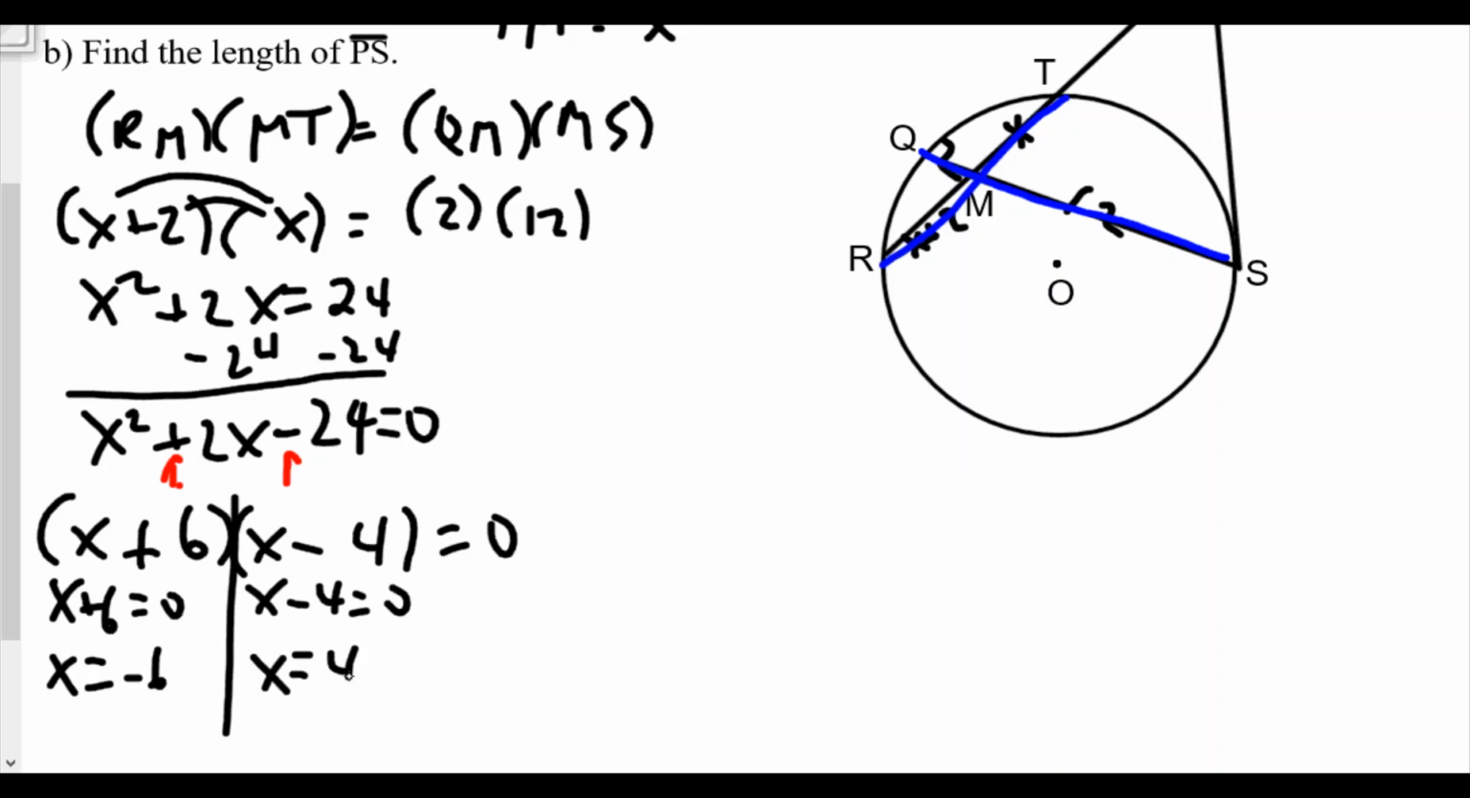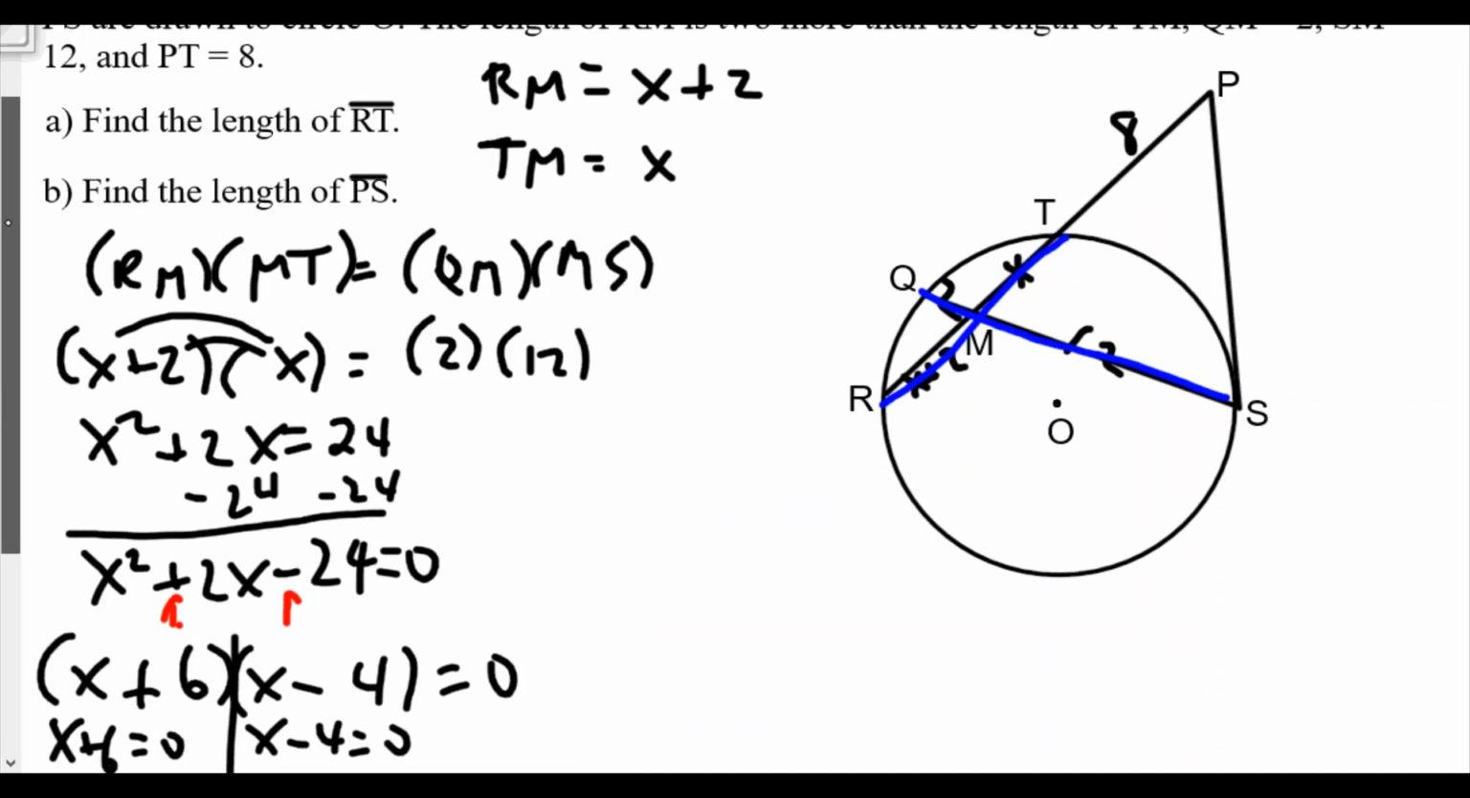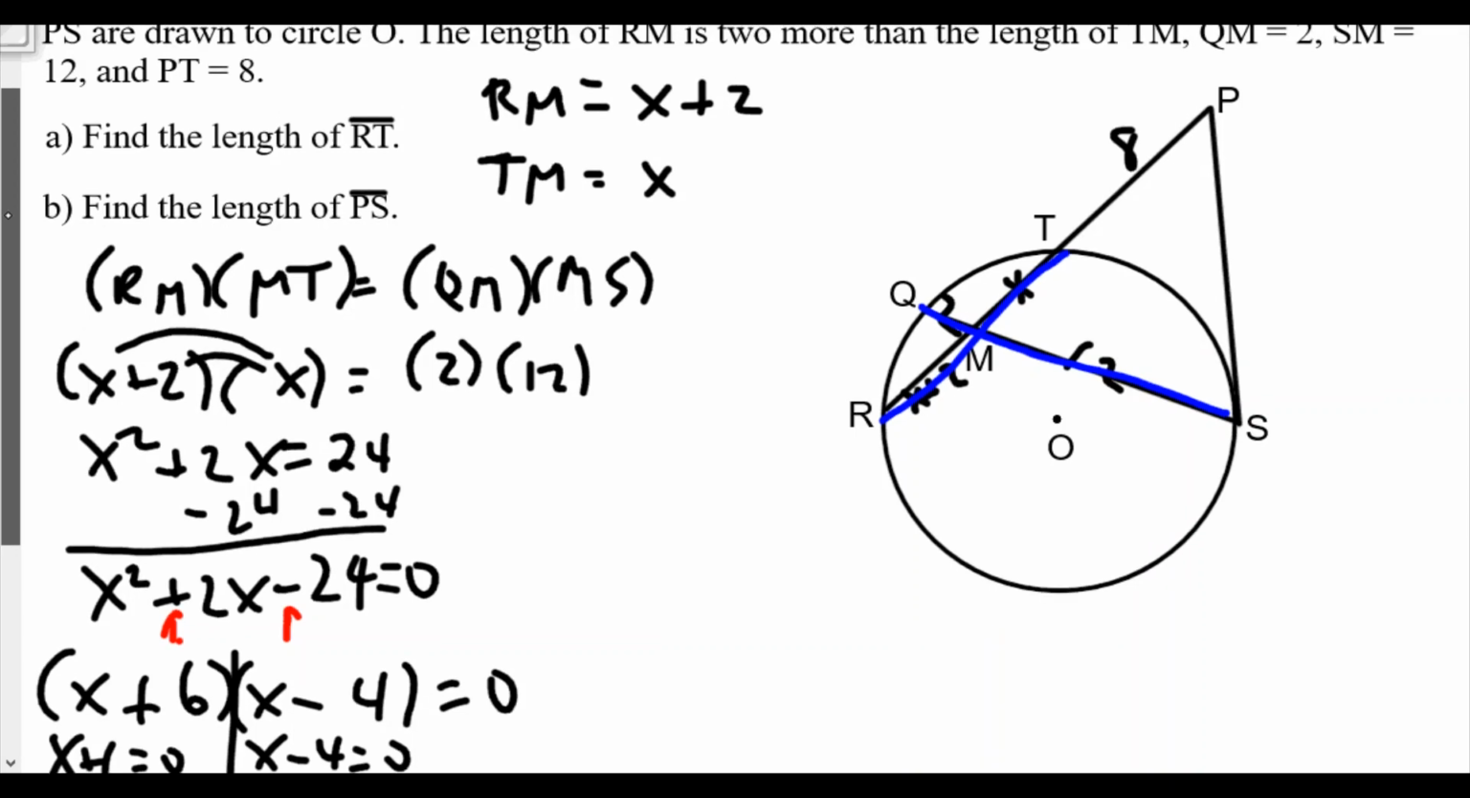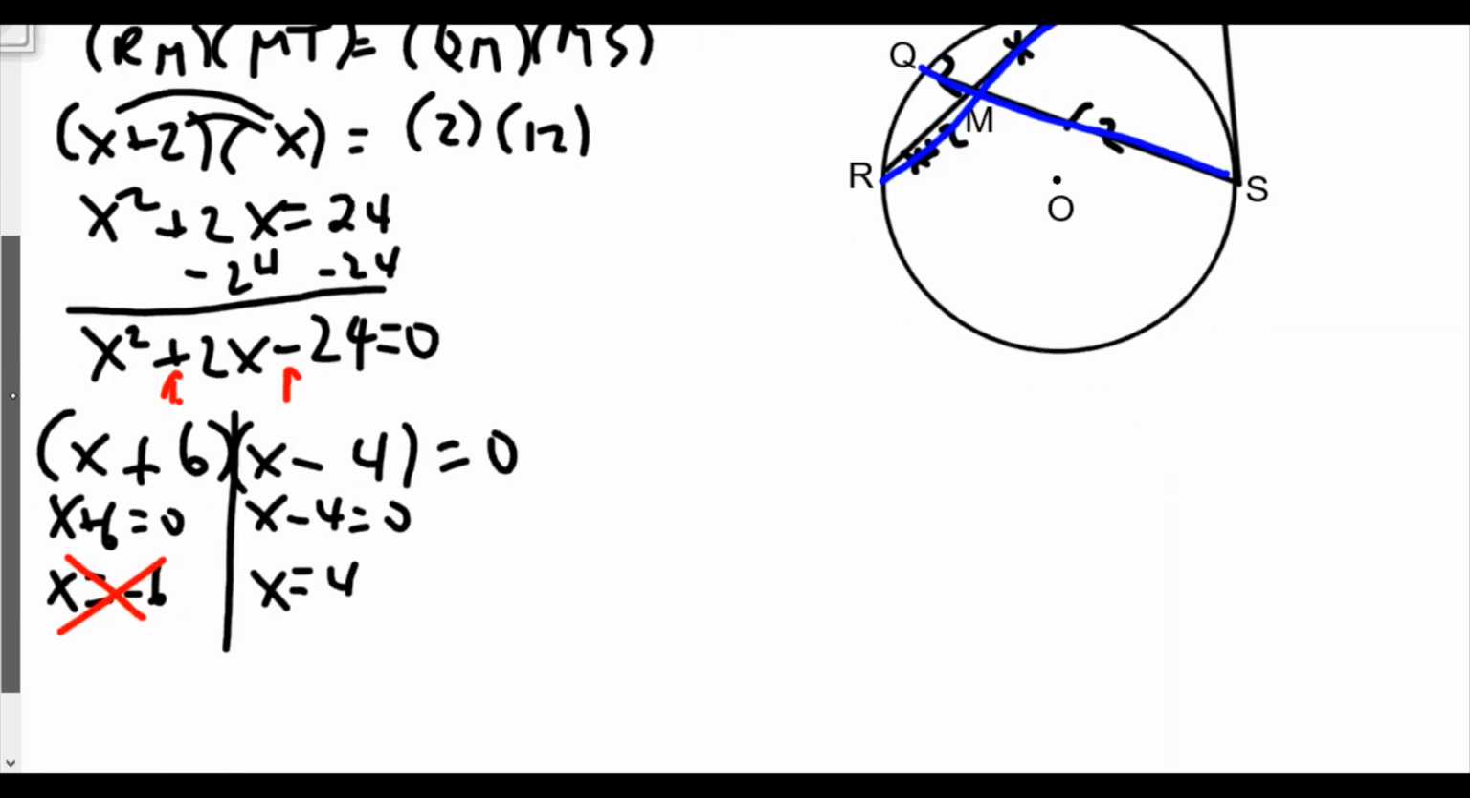And so now we have to eliminate negative 6 as a measurement, because we know that TM is supposed to be x, and you can't have a negative measurement. So we're going to go back and label TM as 4. That's the accepted number we have here, because this is the answer.